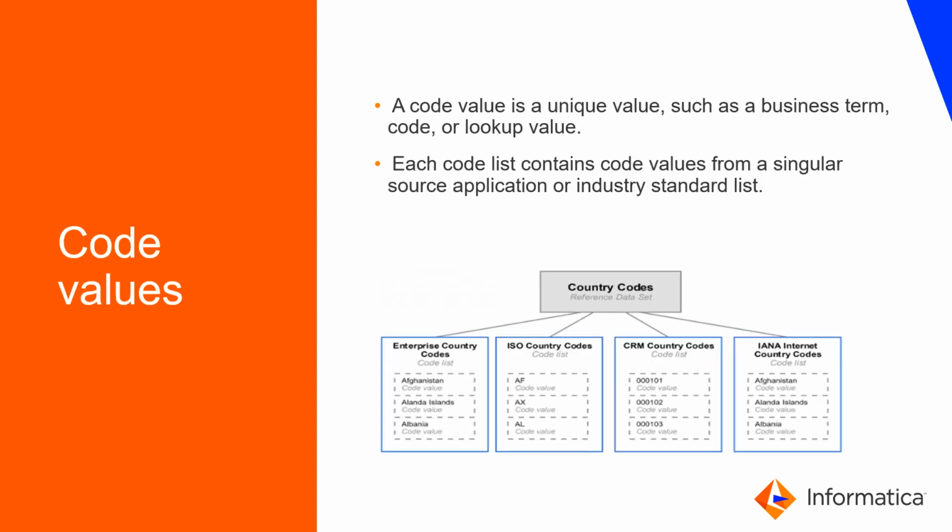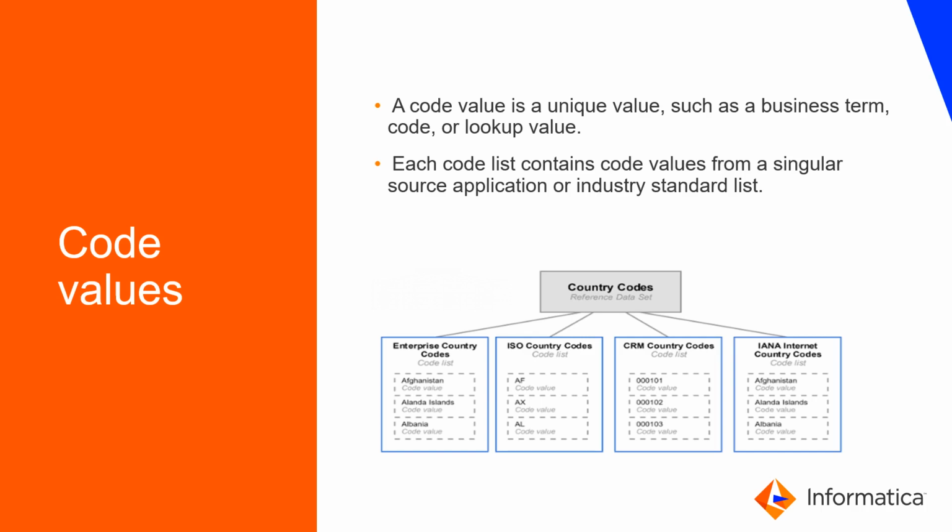So let us understand what code values actually are. Code values are unique business terms or lookup values like names of countries, states. For example, in one code list, the code value for India could be IN and in another it could be IND. Code value consists of attributes. Each code value has a name attribute and a code attribute by default. We can, however, create custom attributes at code level or reference dataset level. For example, we can define name as India and code as 001 or IN or IND.